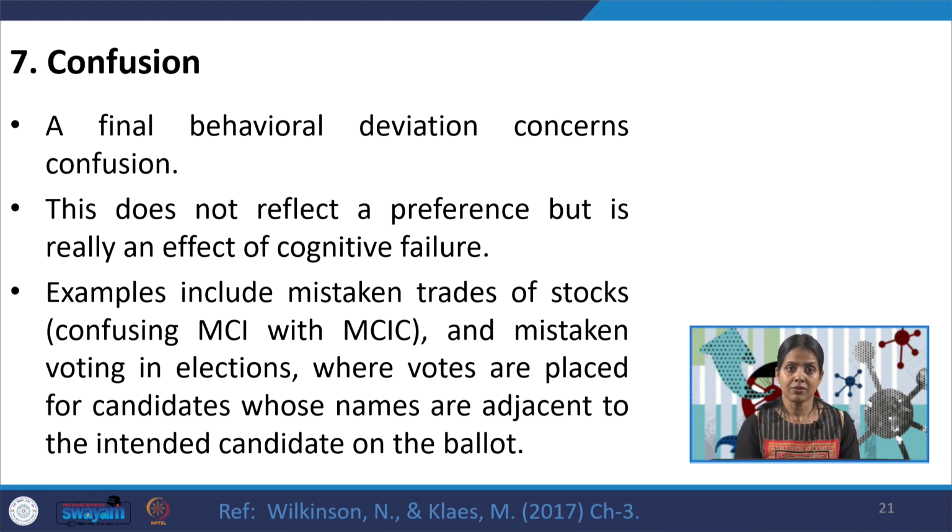Where votes are placed for candidates whose names are adjacent to the intended candidate on the ballot, as a result of which this kind of mistake may take place. So, this is basically a failure of our cognitive processes, or our brain's processes, to do the thing that we wanted to do initially. That is what is called confusion.